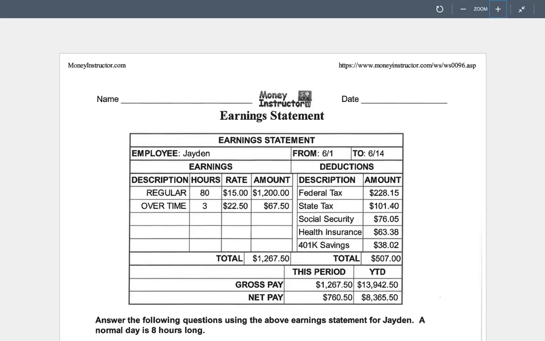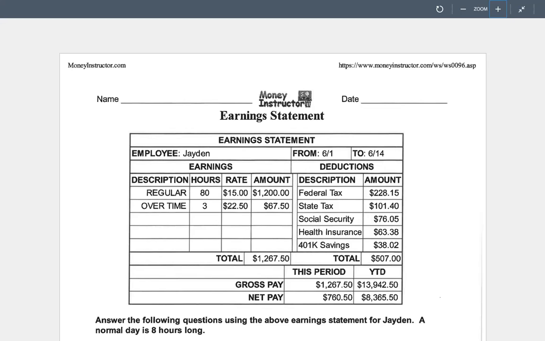And that is also found if you go down to the bottom on the left-hand side, it says gross pay. Do you see where at the very bottom of this earnings statement, it says gross pay? That is his gross pay. And you will see in the box just to the right of that word, gross pay, it will be the same number, the $1,267.50 that you find in the total of how much he earned. Okay.